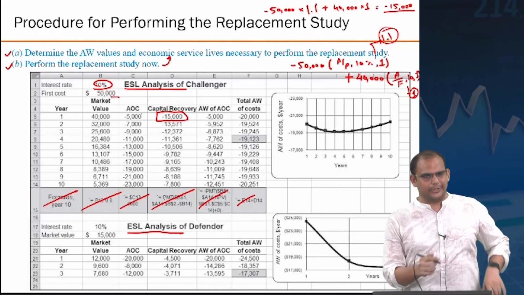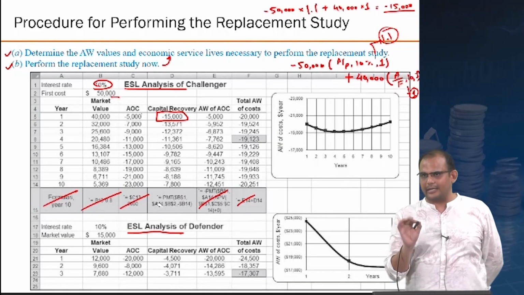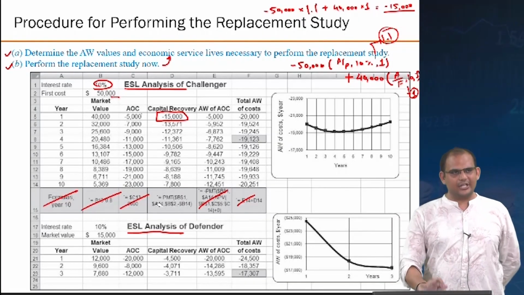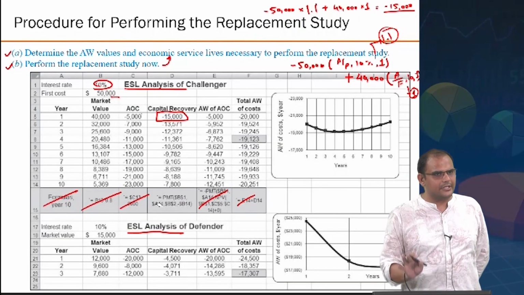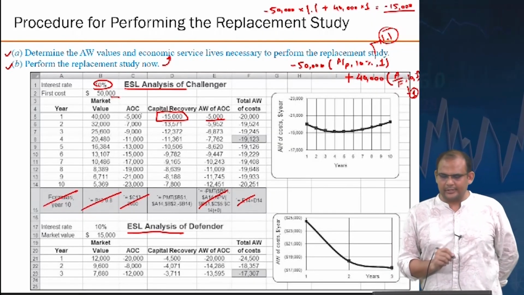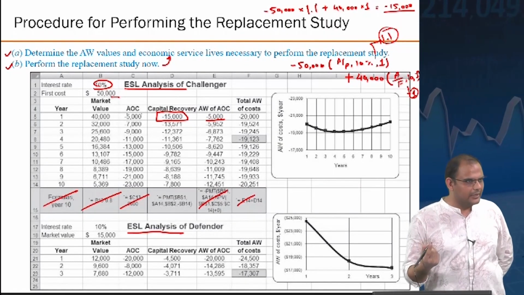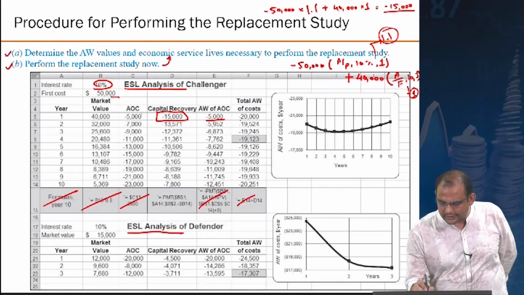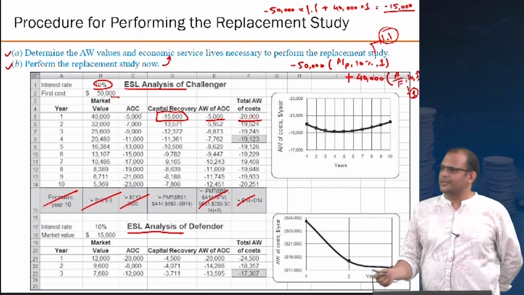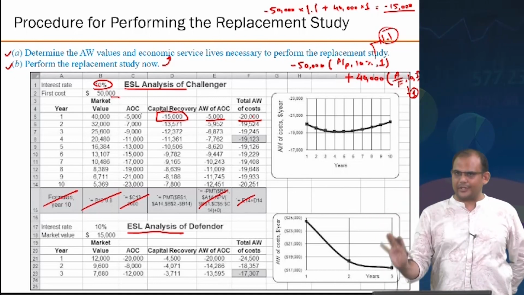So you have the formula, try it out. We'll find the logic later, but I didn't have the time in the morning. Essentially the same calculation that we have seen so far, right? So the annual worth of AOC doesn't change because you are dealing with year 1. Same calculation that we have done. The total AW cost for year 1 becomes 20,000.